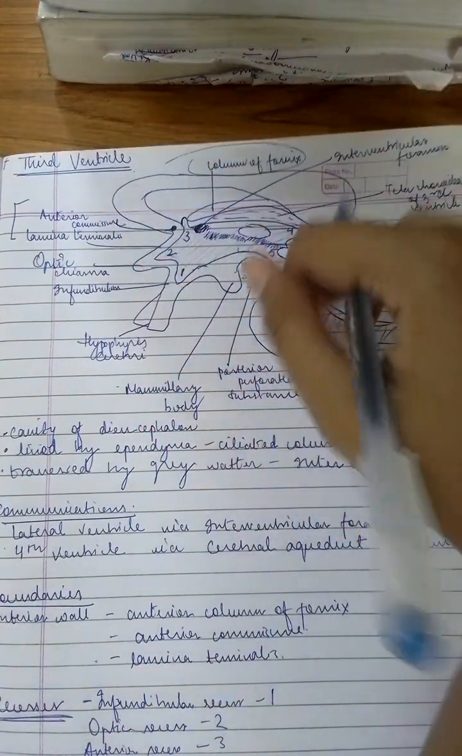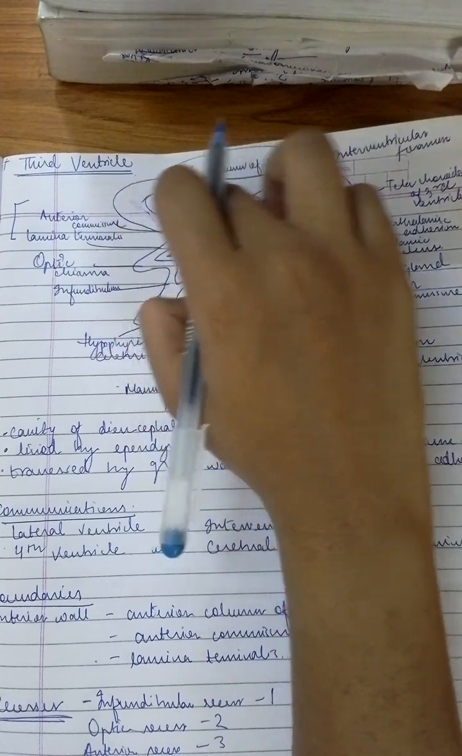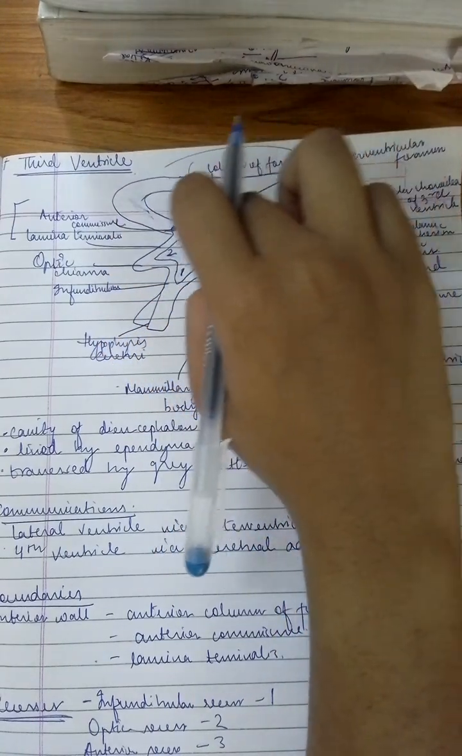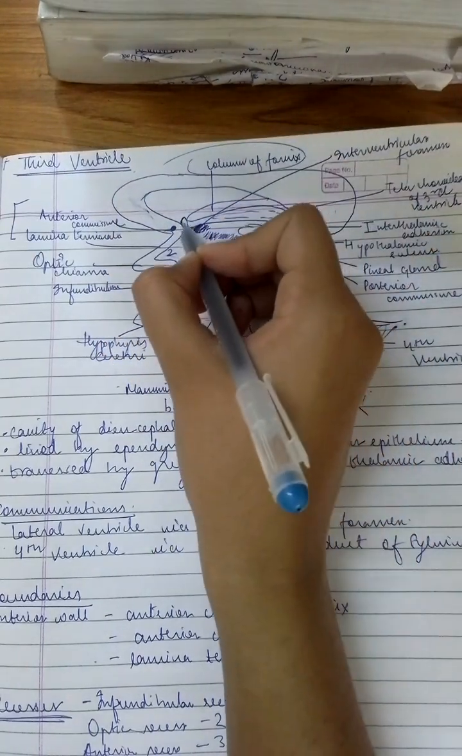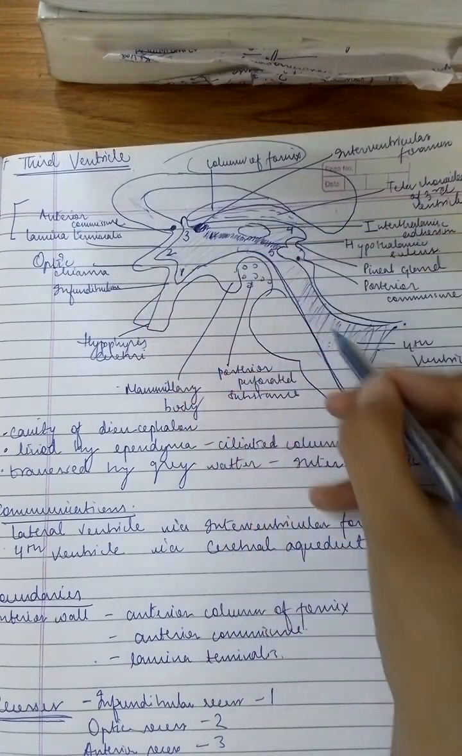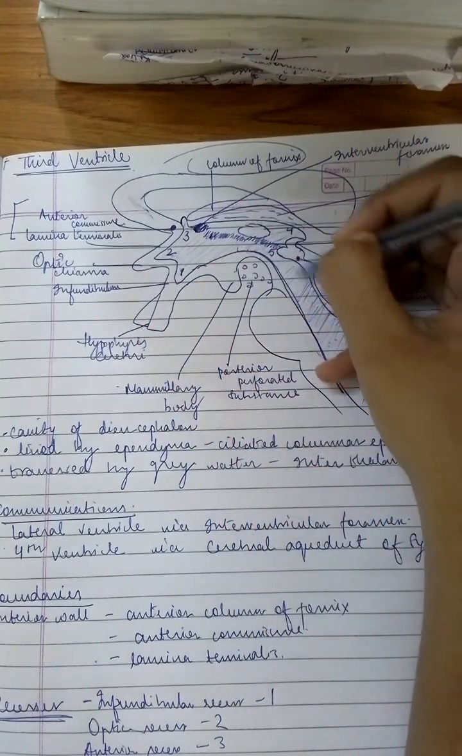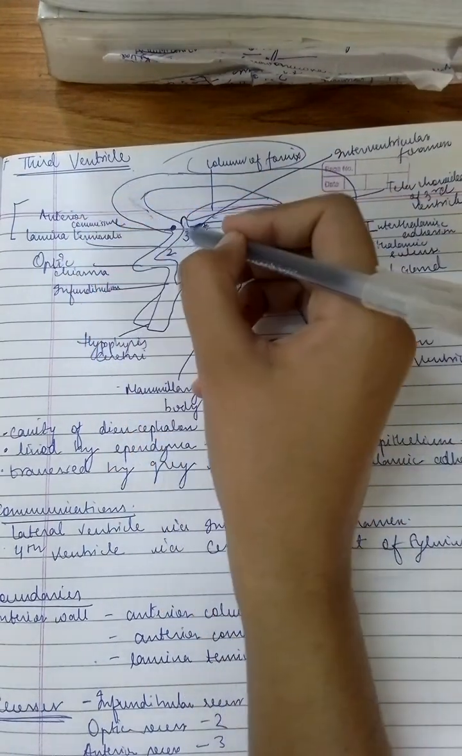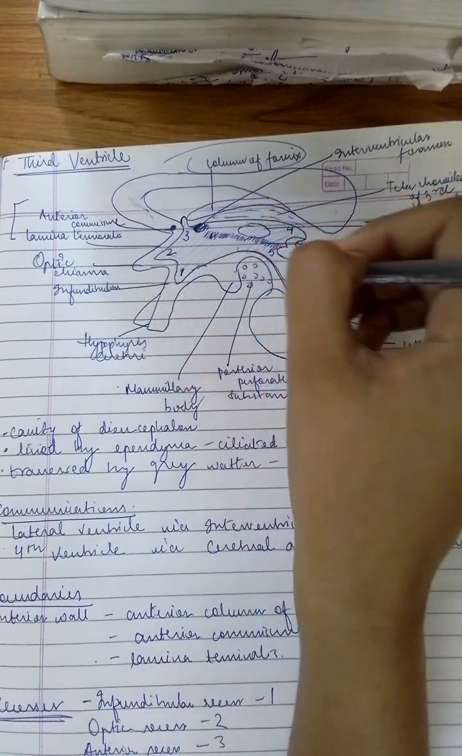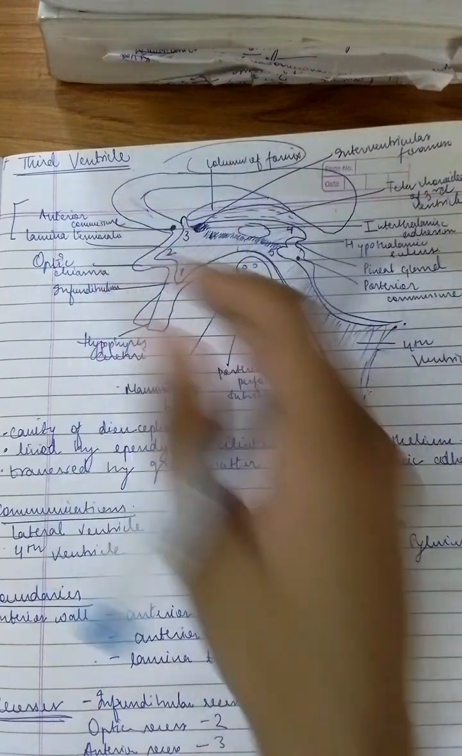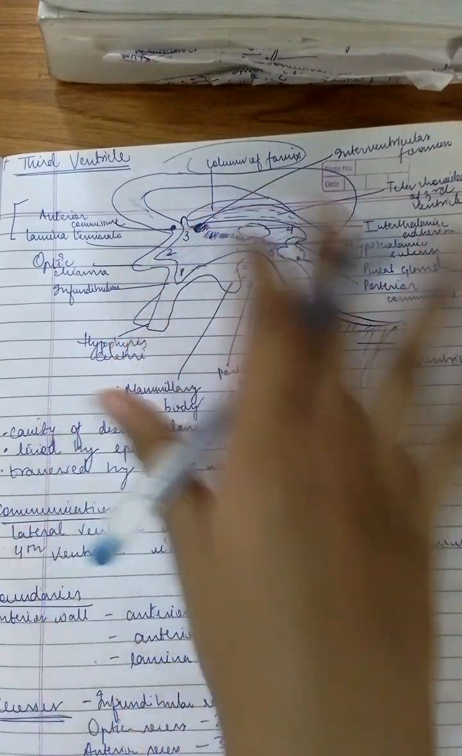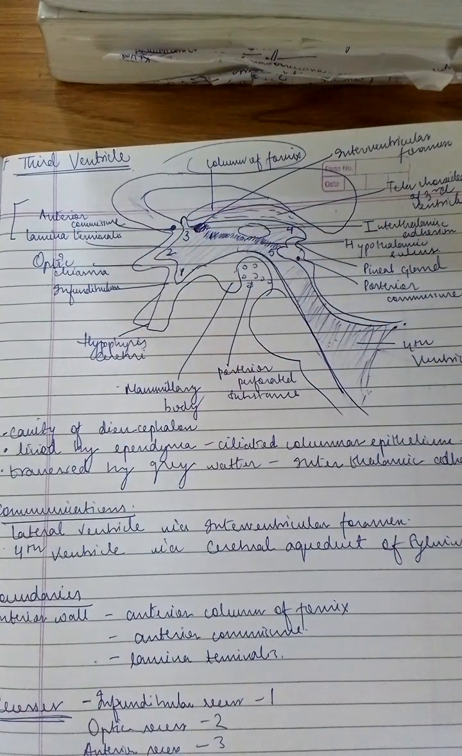So this is the diagram of the third ventricle. What you are seeing here is the corpus callosum. This is the column of fornix, and here you can see the third ventricle. This is the fourth ventricle. This is the cerebral aqueduct, and these are the parts of the boundaries of the third ventricle, which we will be learning while we are learning the boundaries.